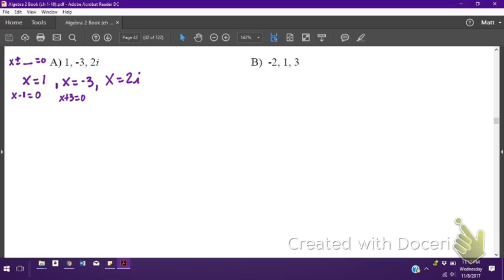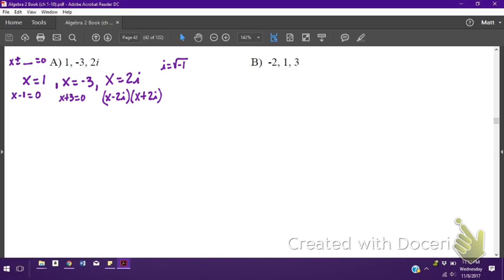Now over here, I get a 2i. Well, how do I get i? Well, I know that i is equal to the square root of negative 1. Well, if I have a square root, then I also have a plus and a minus. So if I have a plus and a minus, in order to get this to be 0, I have x minus 2i. But again, because I have a plus and a minus, this also means I have an x plus 2i.